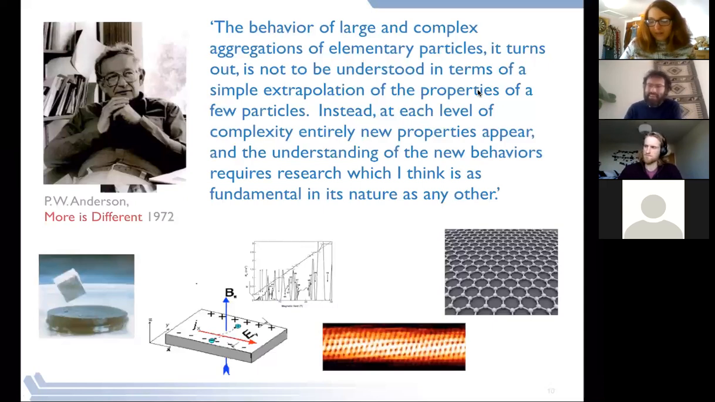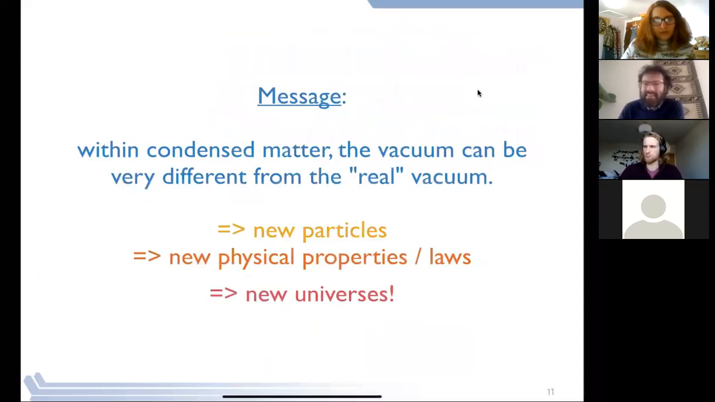So this just goes to show that once you allow for emergence, you can take fundamental particles, the things that you've broken your theory down into, put them together in different ways, and get completely different types of behavior. And that really is what condensed matter physics is about, right? Understanding this emergence of properties when we put things together inside a material. And so the message is that within condensed matter, within materials, where you have this playground with plenty of room at the bottom, as Feynman said, you can make your own vacuum if you want.